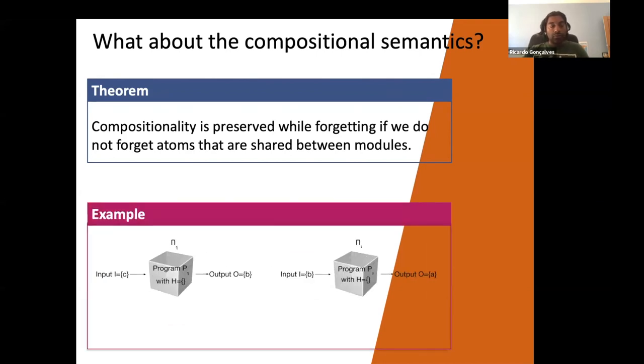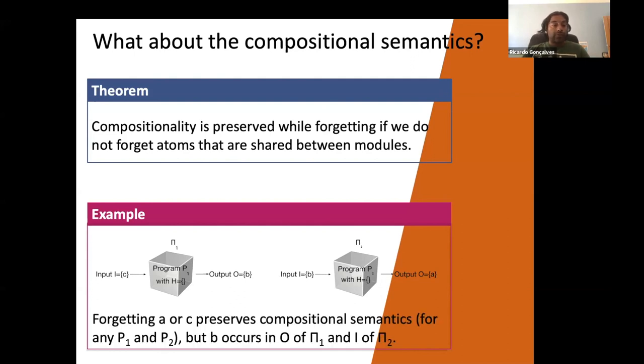We have two models. The first one has C as input, B as output. The second one has B as input and A as output. The above theorem says that we can forget A or C and still preserve the compositional semantics. And this is the case for any programs P1 and P2 that we have in these models.